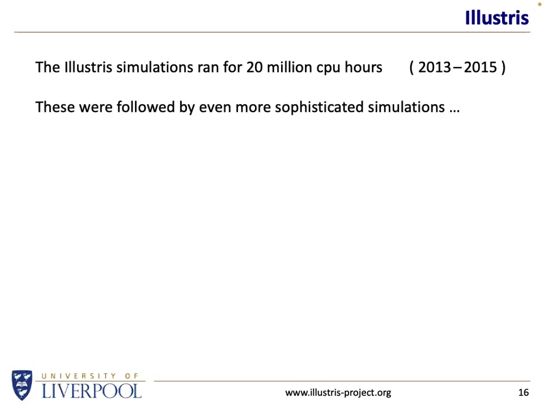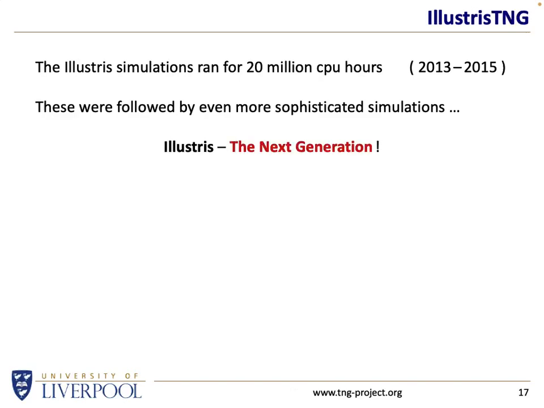Once they did that, they realized they hadn't done the simulation quite as well as they could have. They figured out how to make it better. So they followed that up a few years later with a more sophisticated simulation. What do you think they would call that? Would that be Illustris version 2? That would be sensible. No, because they were Star Trek fans, they called it Illustris The Next Generation.